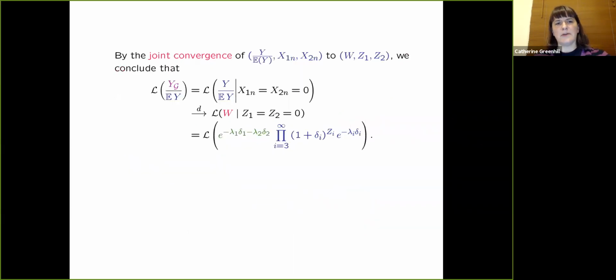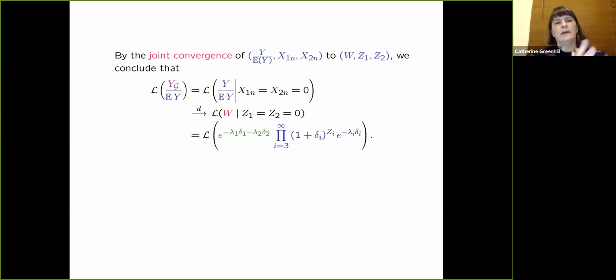And now we need to see what happens to the numerator. So now I'm going to look at yg scaled by the expected value of y. And we use this joint convergence of basically y, x1 and x2. We condition in the configuration model on x1 equals x2 equals 0, and that lot all tends to w conditioned on z1 equals z2 equals 0. And this we can write down. So you lose the i equal 1 and the i equal 2 factor from the big product, and instead you gain exactly the same green stuff out the front that we had before.